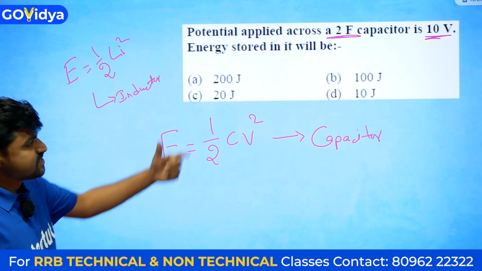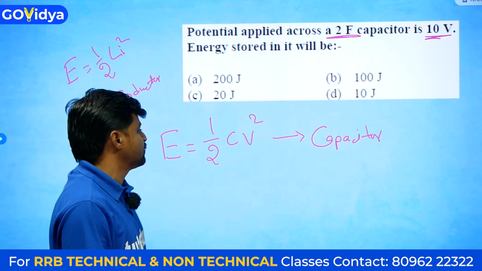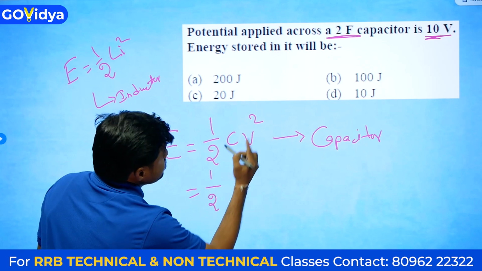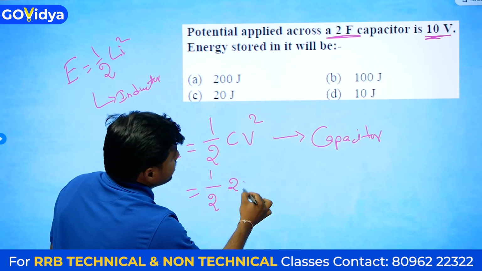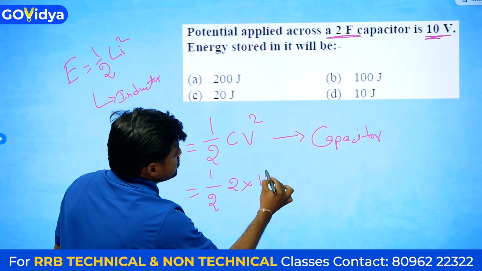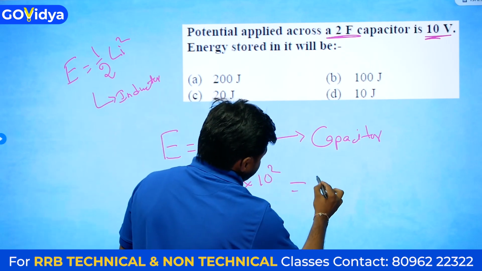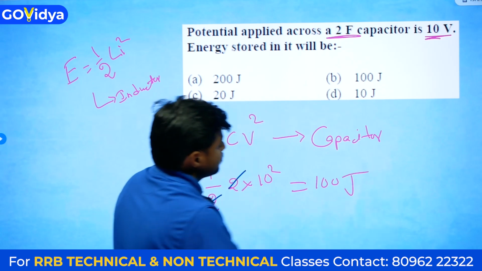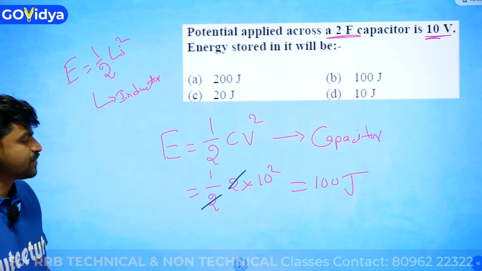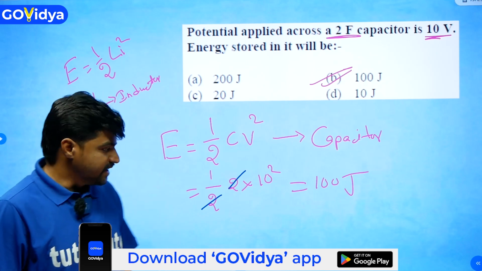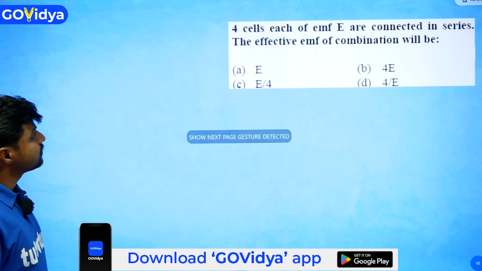Okay, here the capacitor value is given and also the voltage value is given. We have to substitute here. 1/2, C value is 2 farads and V value is 10 square. Okay, 2 will cancel, 10 square is equal to 100 joules. Energy is 100 joules. From the options, option B is the correct answer.